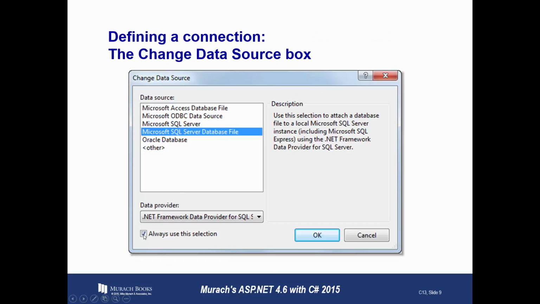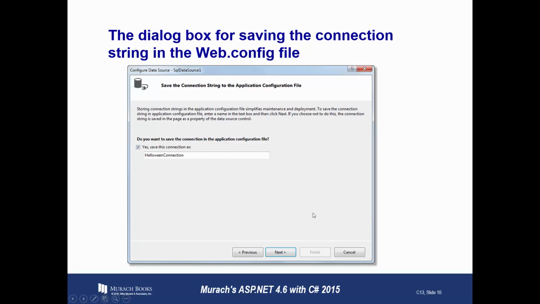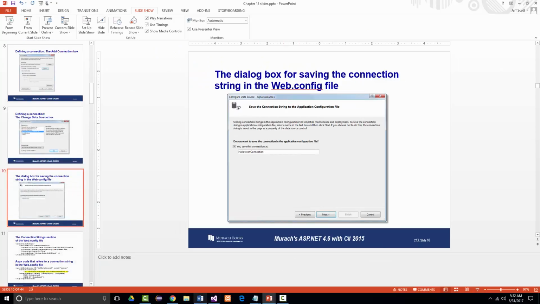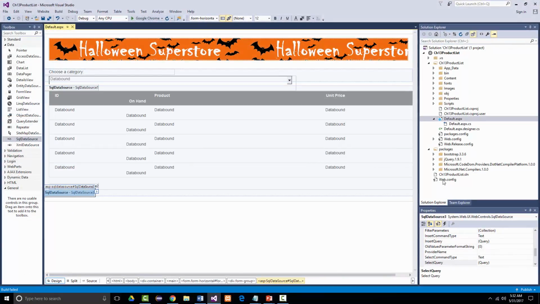If you check the checkbox right there, then you're never going to be asked this. So if I set it to Microsoft SQL Server database file and I check this, always use this selection, I'll never be asked anymore. That'll become the default. Again, if I check this right here, that saves it out to my web.config file. I did not show you that, so let's look at it right now.